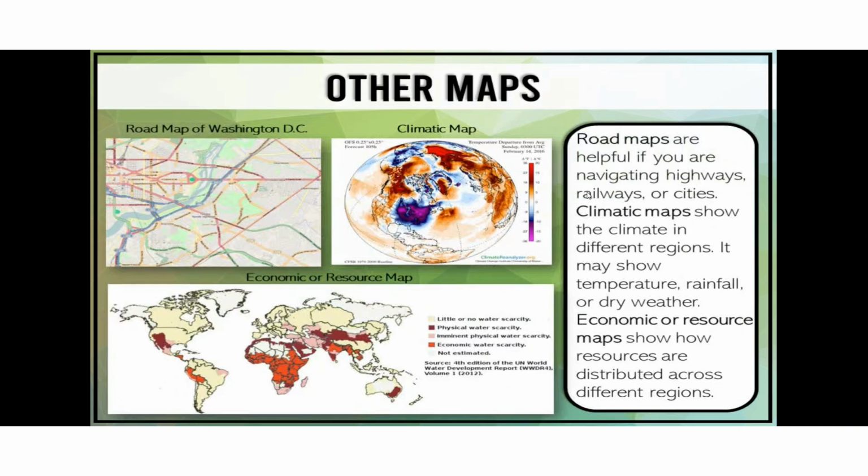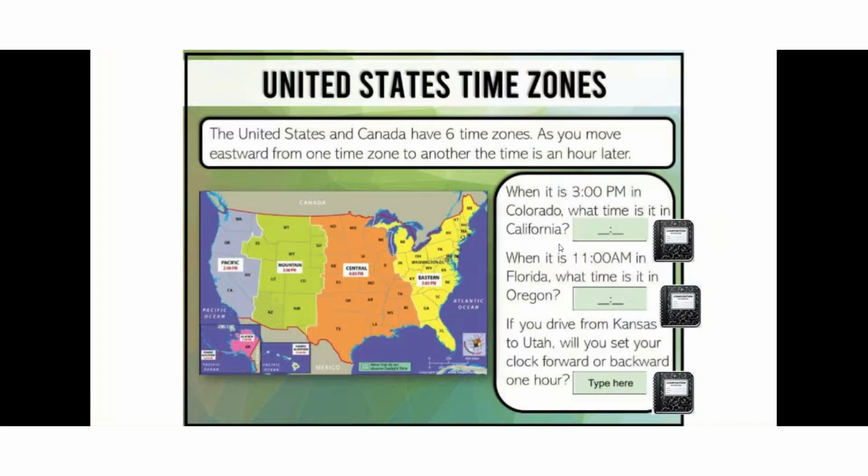There's other maps too. We have a road map of Washington, D.C., which I already showed you on the beginning slide. Climate maps. This particular one shows the climate in different regions. It could show temperature, rainfall, dry weather. And again, the map can show you whatever you're looking for. You just have to know what you are looking at based upon the information it's trying to convey. And then finally, an economic or resource map shows how resources are distributed across different regions.